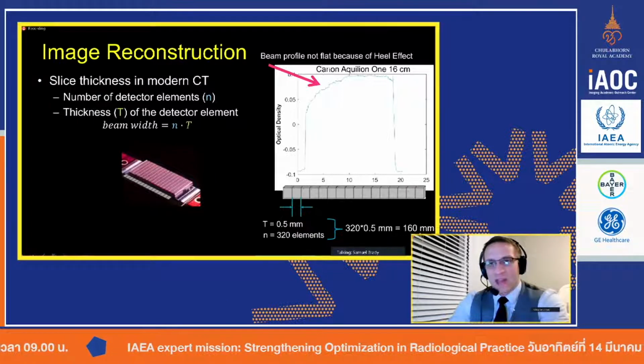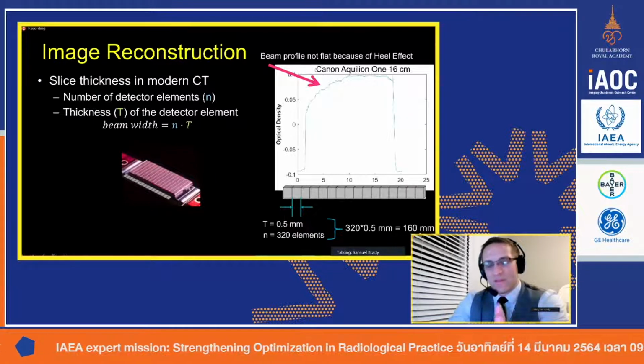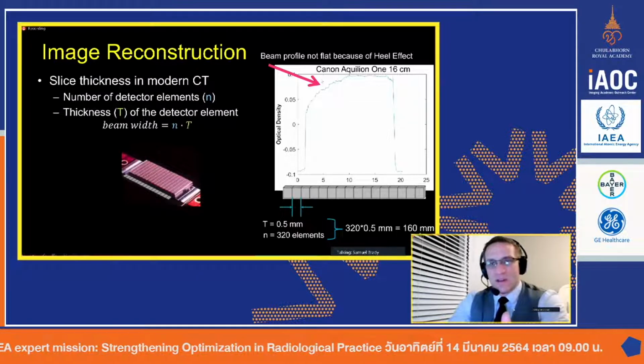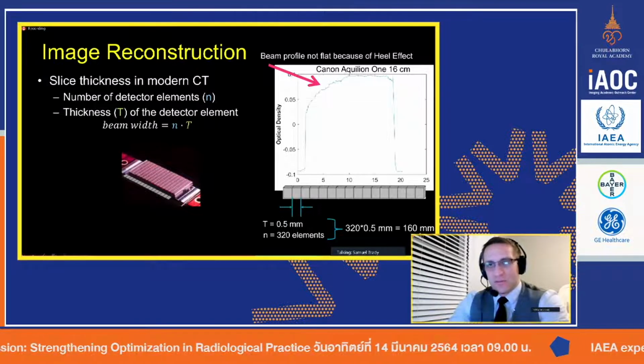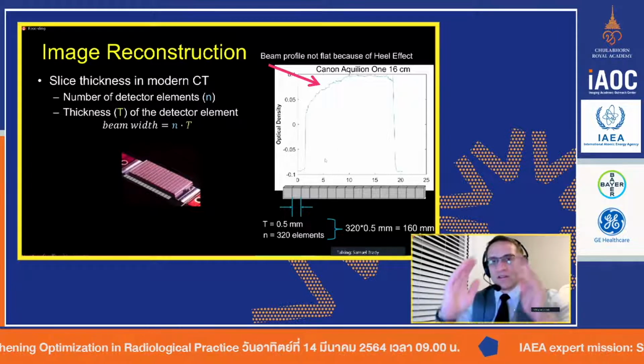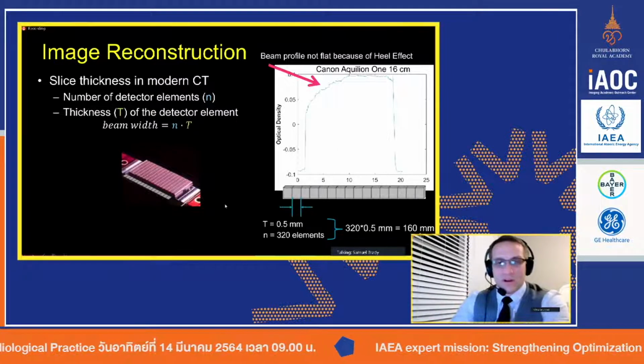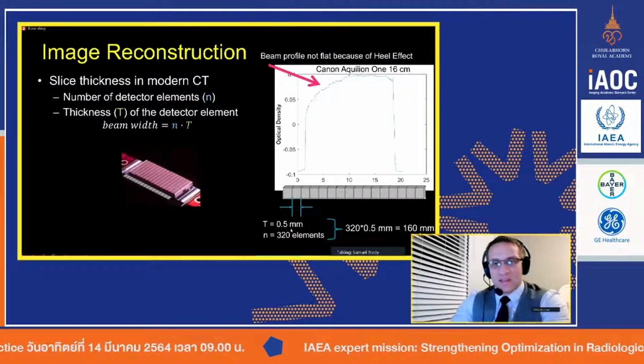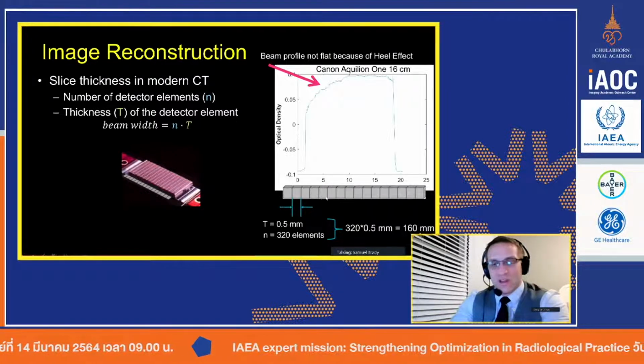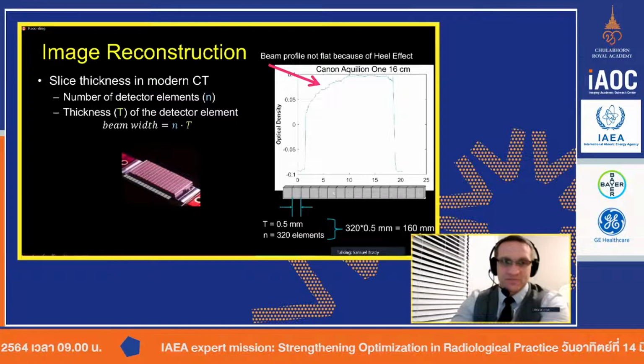We have several CT scanners from Canon, the old Toshiba Aquilion ones. So they're 16 centimeters or 160 millimeters wide, very large detector elements. And so we have 320 of these 0.5 millimeter elements.